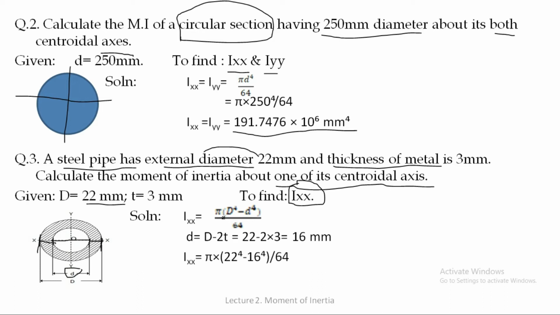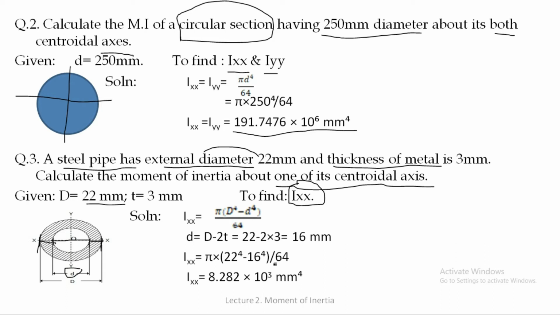So using the formula, pi by 64 into capital D raised to 4 minus small d raised to 4, we'll take the value of capital D as 22. We have calculated the value of small d as 16. Putting these values, we will get the value of Ixx, and that is equal to 8.282 into 10 raised to 3 mm raised to 4.